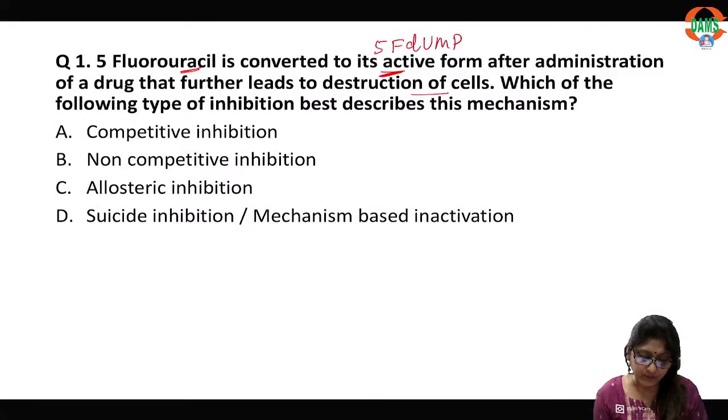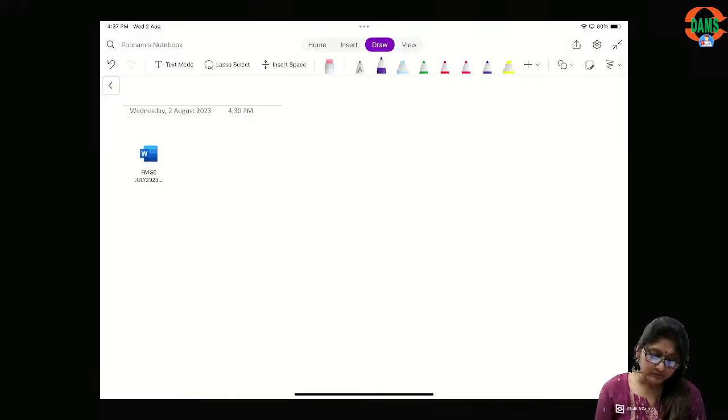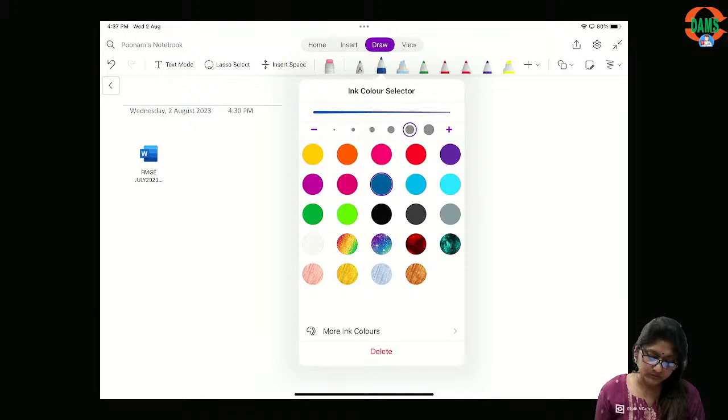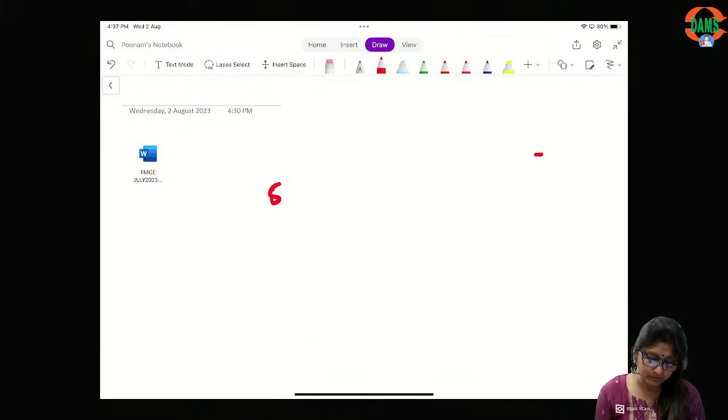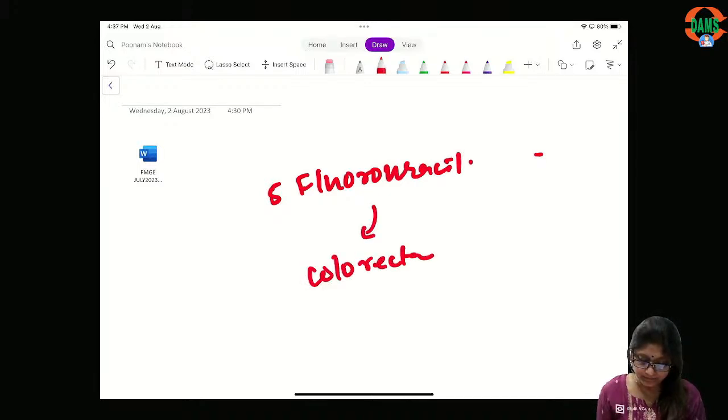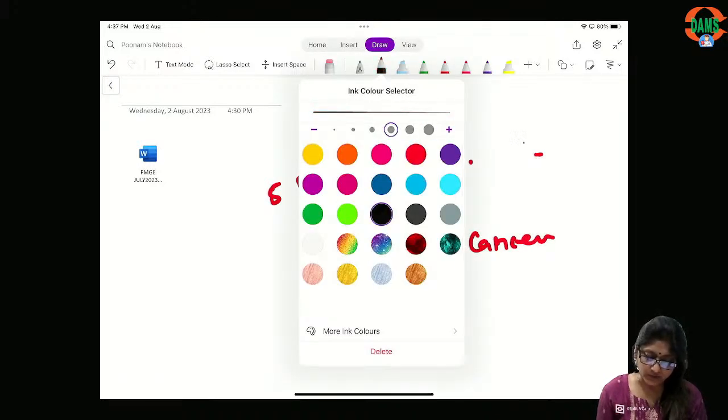Which of the following types of inhibition best describes the mechanism of action of 5-fluorouracil? So you must know what 5-fluorouracil is actually doing to inhibit DNA synthesis. It is used as an anti-malignant drug. It is an anti-cancer agent, and mainly it is used for colorectal cancer. How it is effective as an anti-neoplastic agent is the question.